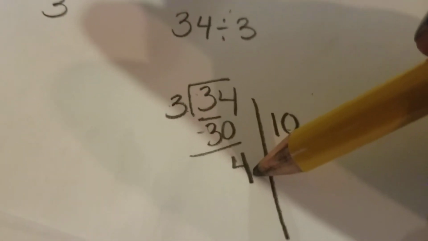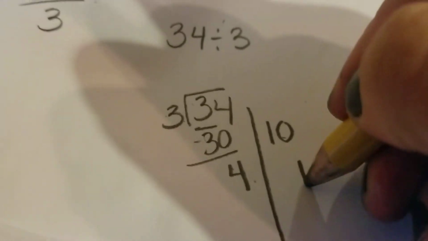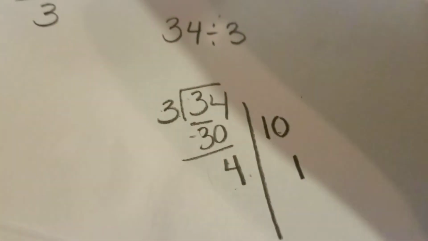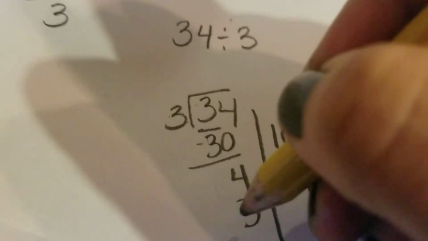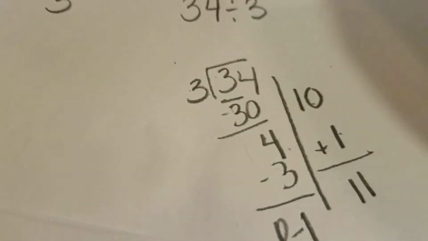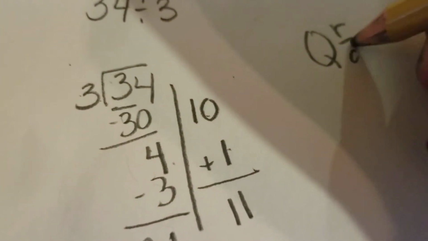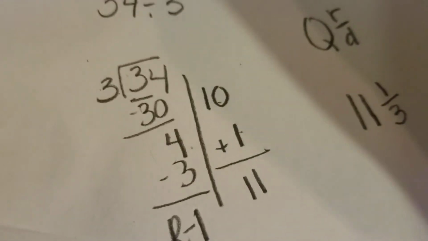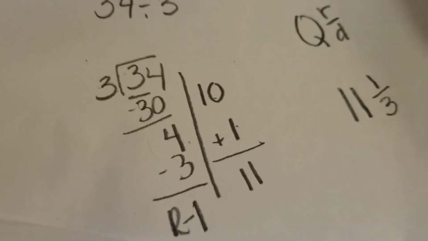3 can go into 4, so I'm not finished. How many times does 3 go into 4? 1. I'm dealing with ones because I only have the digit 4. 1 times 3 is 3. Subtract that. I get a remainder of 1. I am now finished because my remainder is smaller than my divisor. So, to get my quotient here, if you'll remember, we add these partial quotients, and it's 11. So, my whole number is my quotient, remainder over my divisor. So, quotient is 11, my remainder is 1, and my divisor is 3. So, 34 thirds is 11 and 1/3.